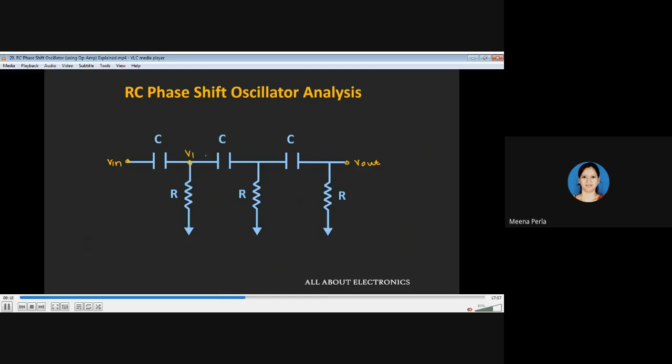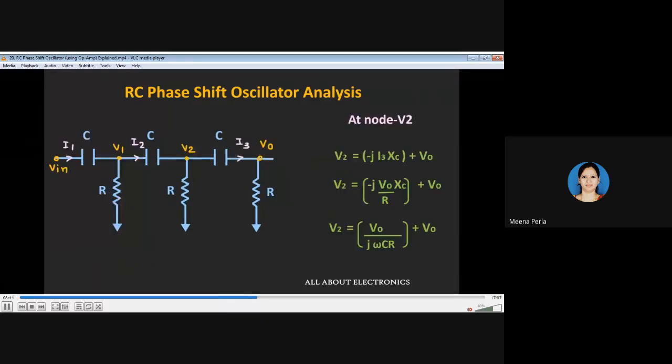Let us assume that the voltage at this node is V1 and the voltage at this node is V2, and the currents flowing through this network are I1, I2, I3 respectively, with I3 flowing through the capacitor. Here we will find the values of V2, V1, I2 and I1. We will find these four expressions in terms of the output voltage, and using these four expressions we can find the relation between output and input.